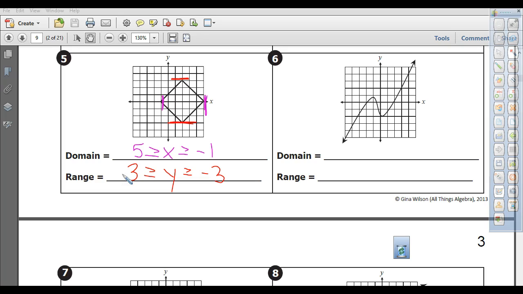Okay, so number 6, my x's. Is this ever going to stop going left to right? Nope, it's going to keep stretching. So that is all real numbers. My range, does it ever stop going up and down? Nope. So that is all real numbers.